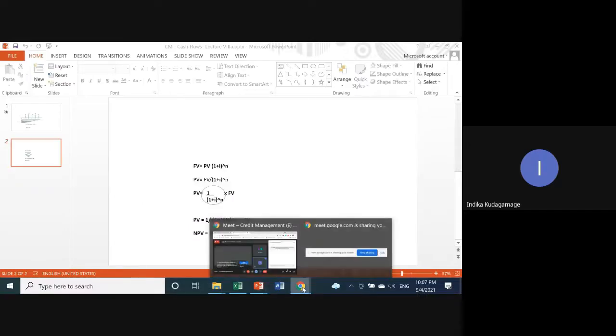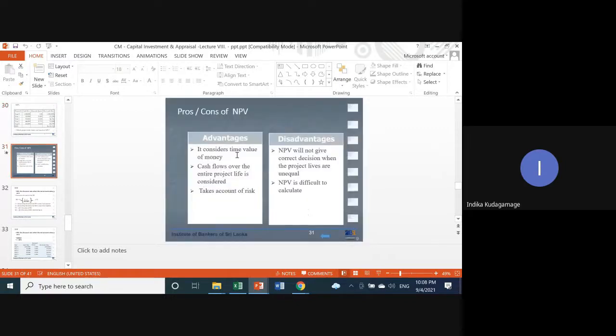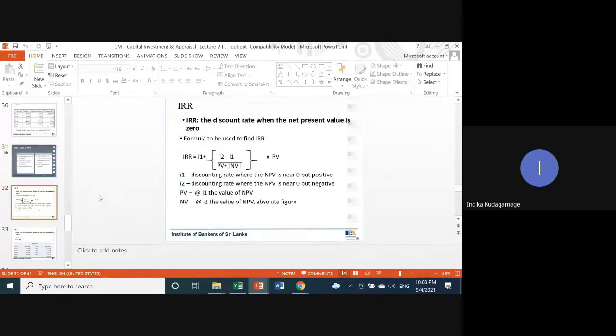Normally, if they ask you a question, they will give the discounting factor. If not, only then you have to create your own discounting factor. They will give the cash flows, they will give the discounting factors, right? So you have to calculate the NPV. Then we went on to discuss the advantages and disadvantages of net present value. Today we will go to IRR, internal rate of return, right?